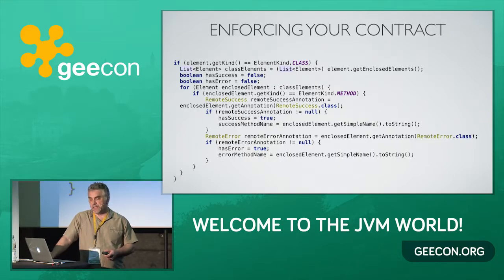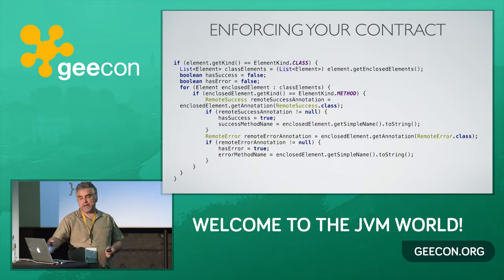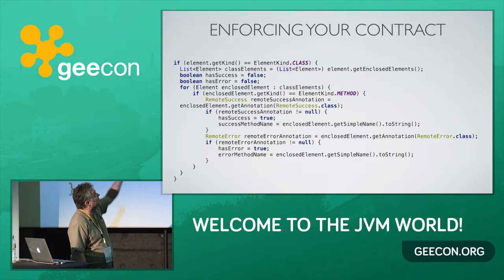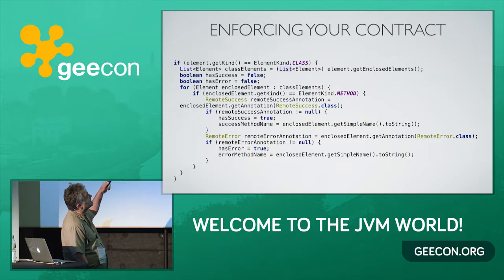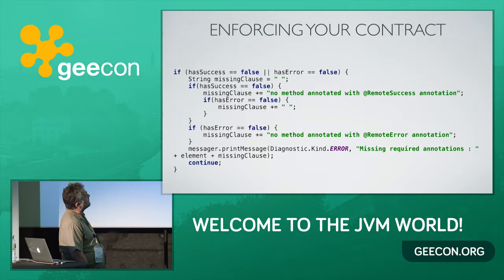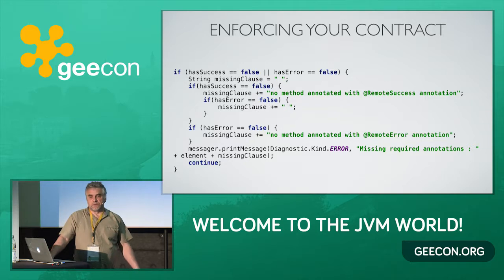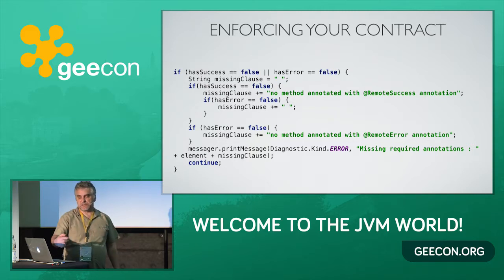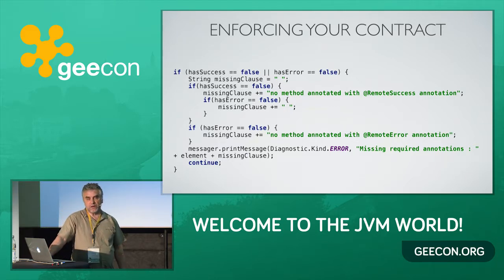So in this case, I'm looking if the annotation element is class, the top line. I'm looking inside that class if there are two methods annotated with remote success and remote error down there. And if I cannot find them, that's a violation of the contract. So no, it's not a valid stuff. And if I cannot find any of them, I can do, using that messenger we've seen before, but this time I'll provide diagnostic kind error, which will raise a compiler error and the application won't compile.